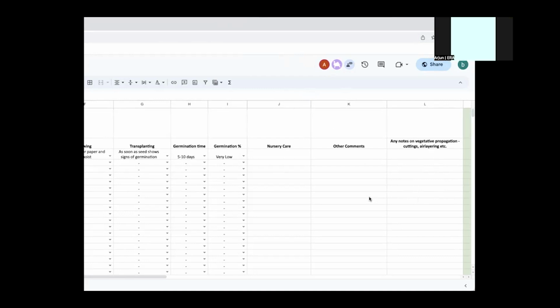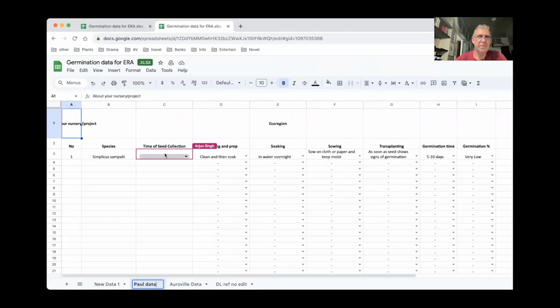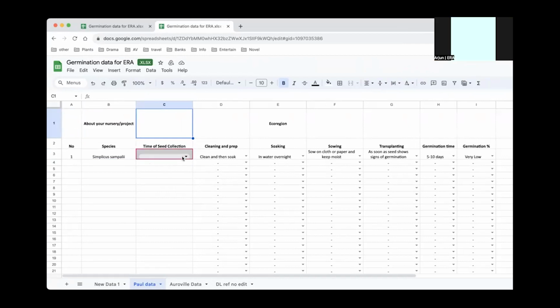Sure. I was going to ask about time of seed collection in the form. Is that something that is fine for you? Yeah, time of seed collection is very good there. So with time of seed collection, you've got January. Maybe we can put the months, January to February. We don't have a drop down for that. Okay, all right, perfect. Yeah, that would be great.